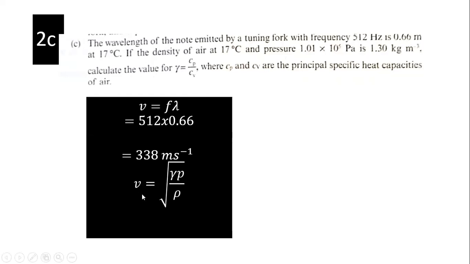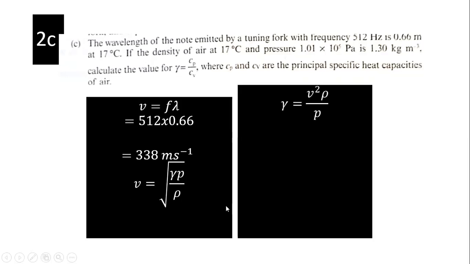Then this is a formula. Speed equals the square root of gamma times pressure over density. Then you square it. Take the rho across there. Take the P down. That's why you get this formula. And put in your speed squared. Density is given. Pressure is given. Write it down there. Calculate out. That's how you calculate your gamma.